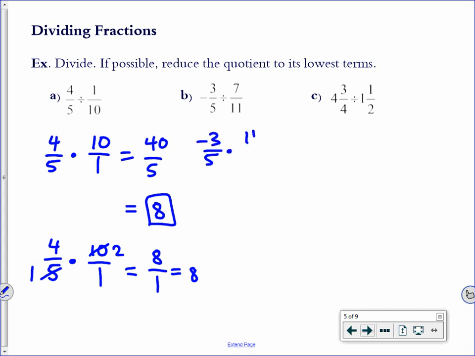We're going to switch to multiplication and do the reciprocal, and then go straight across the top, right? Negative 33/35. They don't have any common factors other than 1, so that's done.